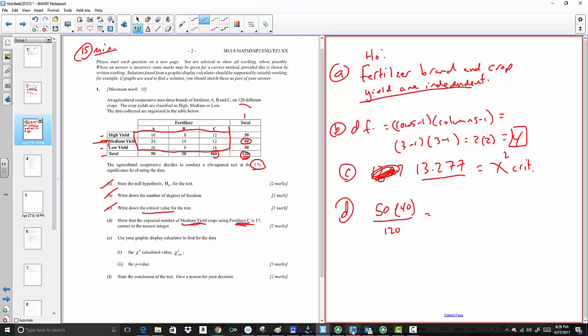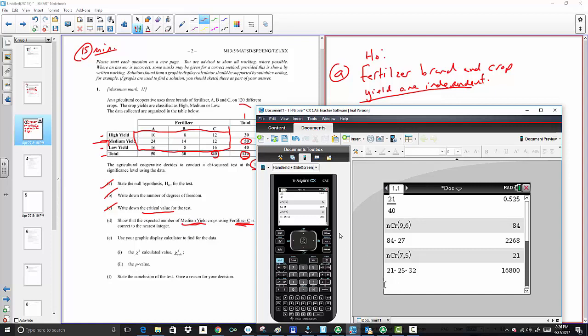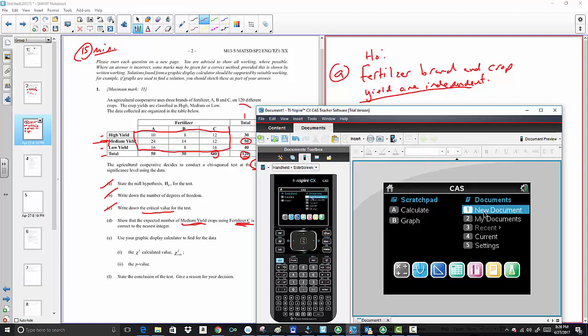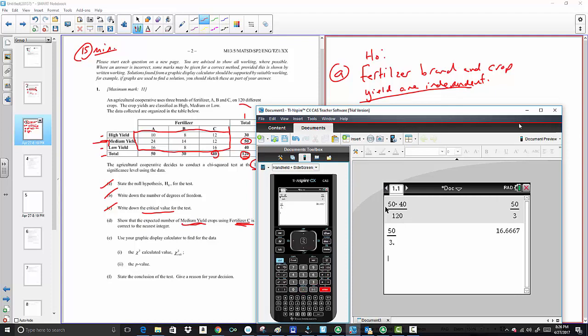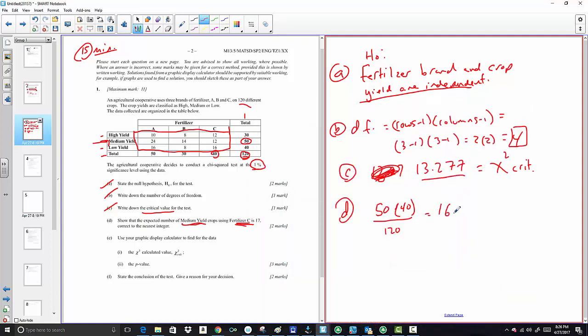So let's take a look. 50 times 40 divided by 120. Let's make a new document here, clear this out. I'll do control divide. We'll do 50 times 40 divided by 120. And that'll give me 50 over 3. Now if you want that as a decimal, you can put a decimal point on the end of it, and it'll give me 16.66. So that's what I'm going to put as my expected value, 16.66, but we can say 16.7 to 3 sig figs.